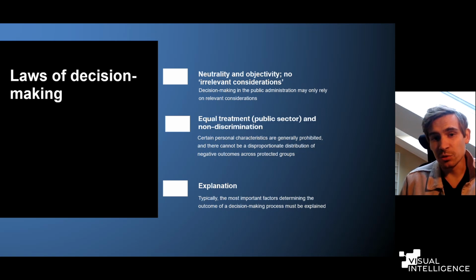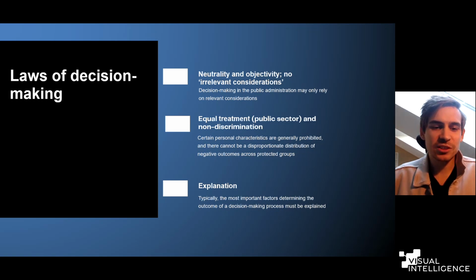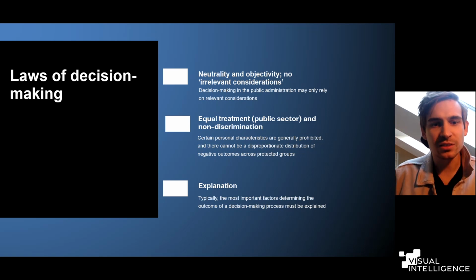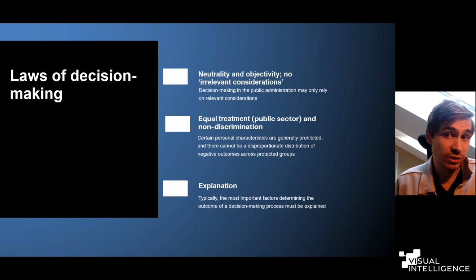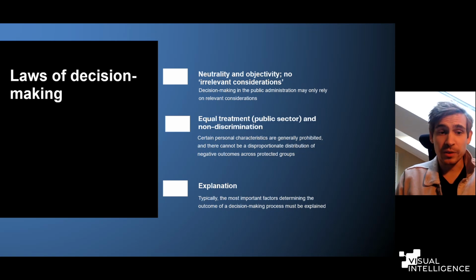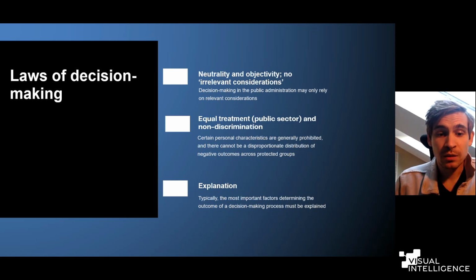In Norwegian law, we have this rule that is called no irrelevant considerations, and I'm not sure exactly how that rule translates to English, but quite literally, the rule says that when making decisions in the public administration, you may only rely on relevant considerations. So if a person can claim that someone took into account a factor that they shouldn't have taken into account, whatever that is, that could be reason for complaining and demanding legal remedies for the decision.